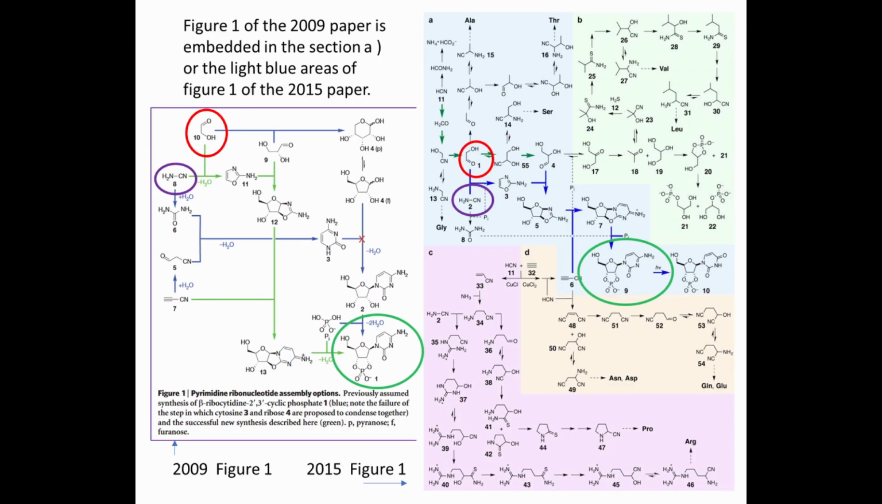Figure 1 of the 2009 paper is embedded in section A, the light blue areas of Figure 1 of the 2015 paper. The chemical species are renumbered between the 2009 and 2015 papers, but the chemical species in the blue areas of Figure 1 of the 2015 paper are the same as the chemical species of Figure 1 of the 2009 paper. In 2009, the cytosine nucleotide is species 1. In 2015, the cytosine nucleotide is species 9.